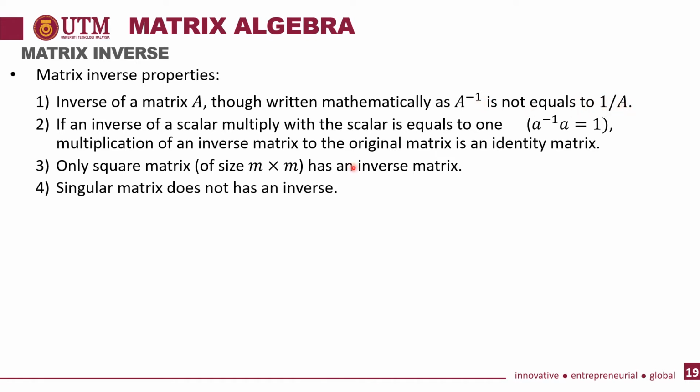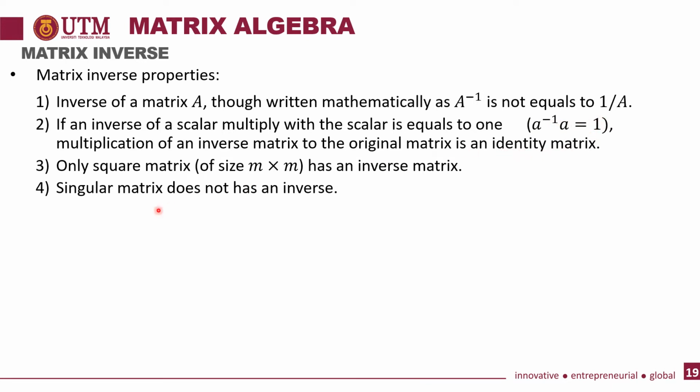If you take the inverse of a scalar and multiply it with the scalar, it equals 1. So when the inverse of A, A to the power of -1, is multiplied by A, it becomes 1. The multiplication of an inverse matrix with the original matrix gives an identity matrix. So the matrices must consist of the same variables. A inverse multiplied by A must equal the identity matrix.